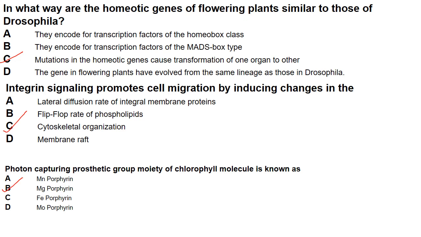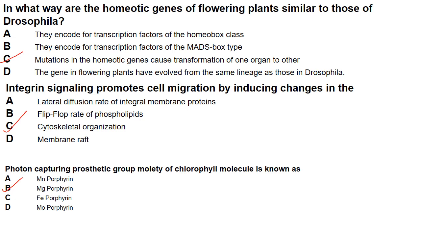Then in what way are the homeotic genes of a flowering plant similar to those of Drosophila? So mutation in the homeotic genes cause transformation of one organ to another. That is option C is the answer.